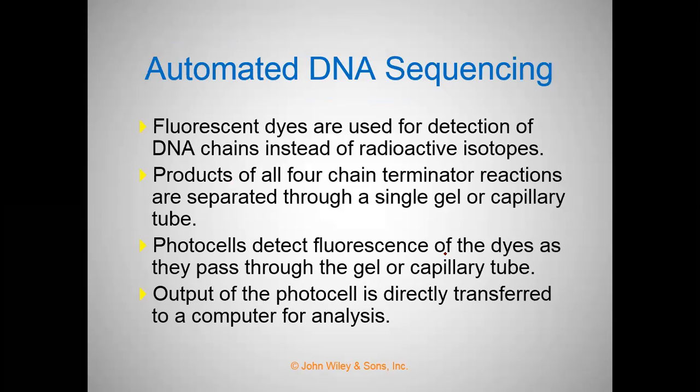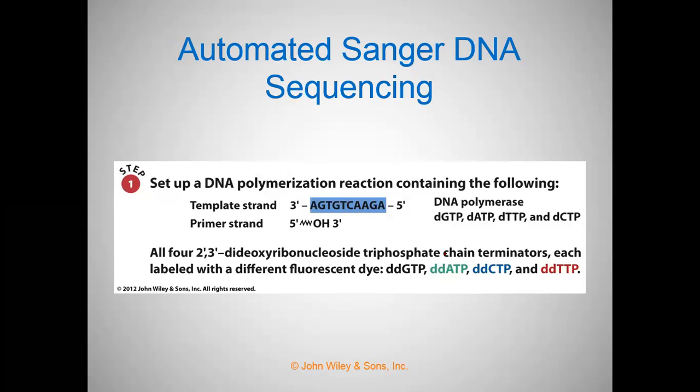In automated DNA sequencing, fluorescent dyes are used for the detection of the DNA chains, and photocells detect the fluorescence of the dye as the chains pass through the gel or the capillary tubes, and the DNA sequence can be determined.